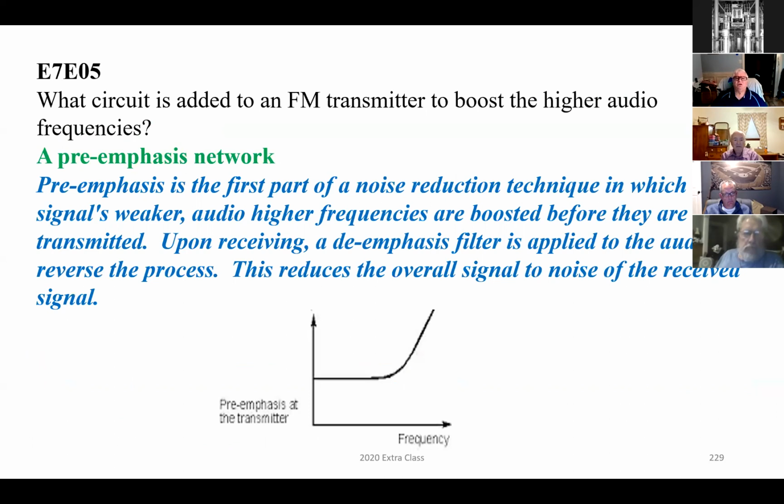Okay, which circuit is added to an FM transmitter to boost the higher audio frequency? It would be a pre-emphasis network. Pre-emphasis is the first part of a noise reduction technique in which a signal's weaker audio higher frequencies are boosted before they are transmitted. Upon receiving, a de-emphasis filter is applied to the audio to reverse the process. This reduces the overall signal to noise of the received signal.